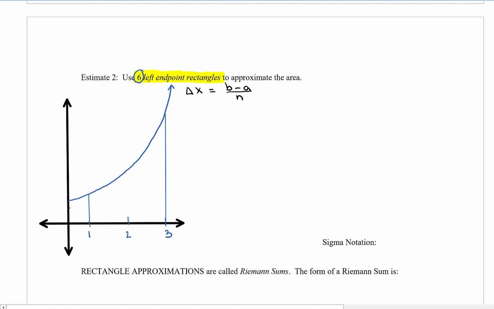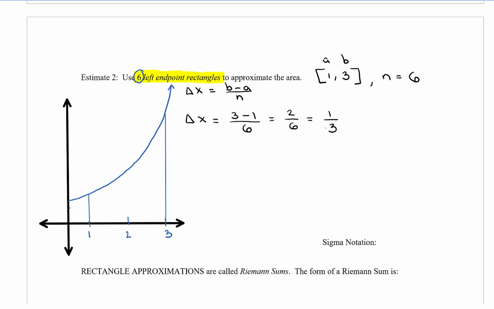So I'm going to have delta x equal to b minus a all over n. My closed interval from 1 to 3, that's where I'm going to get the values for a and b. A is going to be equal to 1, b is going to be equal to 3, and my n is going to be equal to the number of rectangles, which also represents the number of sub-intervals, so that n is equal to 6. So delta x is equal to 3 minus 1 all over 6, which is equal to 2 over 6, which is equal to 1/3. I'm going to use the fraction in this estimate because 1/3 as a decimal is a repeating decimal, and I think it'll be easier to work with the fraction.